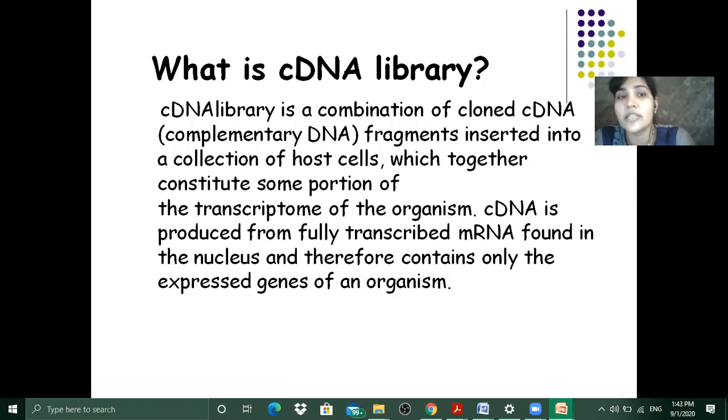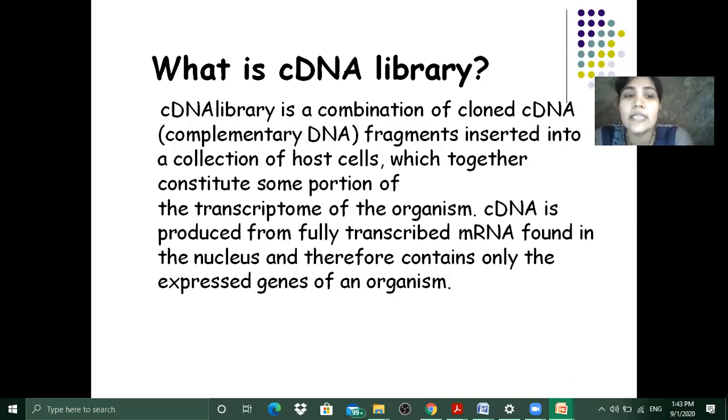So these are the cloned cDNA fragments that are inserted into a collection of host cells, which together constitute some portion of the transcriptome of an organism. So basically, it is the expression of the mRNA of a eukaryotic gene into a prokaryote. Okay. So that is why we are building. Most of the time, the cDNA libraries will be produced for the eukaryotic cells. I hope you guys understand the difference between eukaryotes and prokaryotes. So eukaryotes examples could be us, humans, animals, plants, etc. And prokaryotes examples could be bacteria and fungi or something like that. Viruses could be.